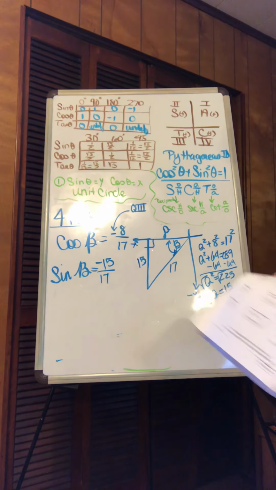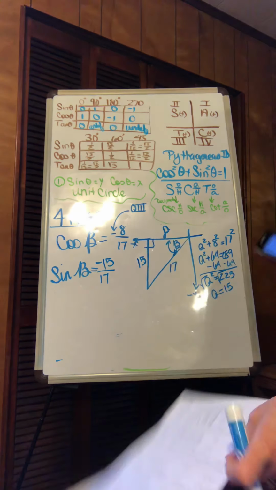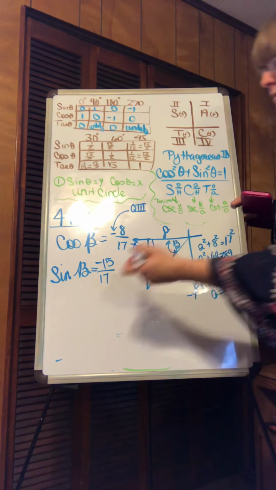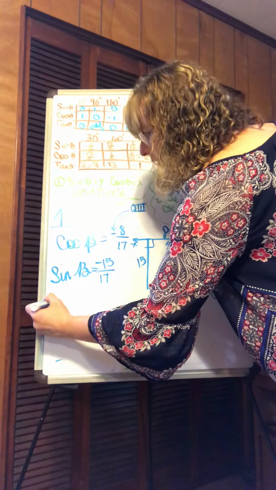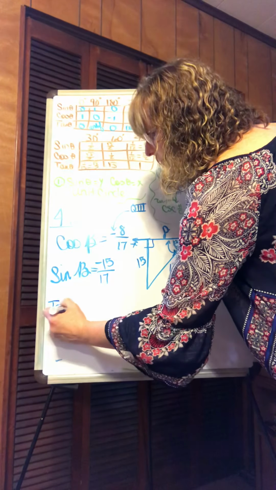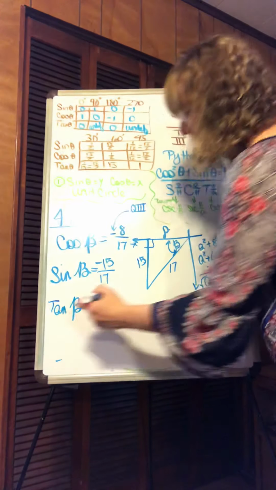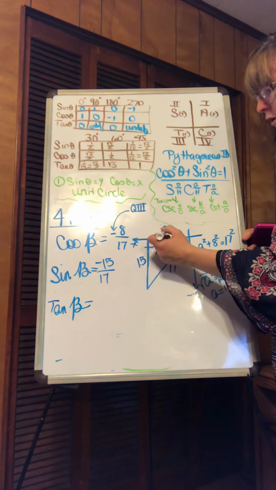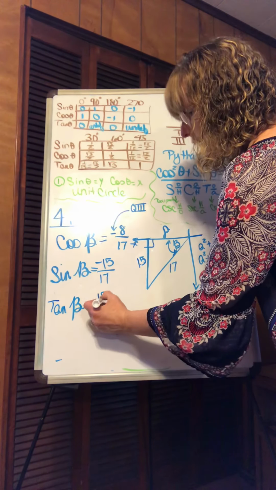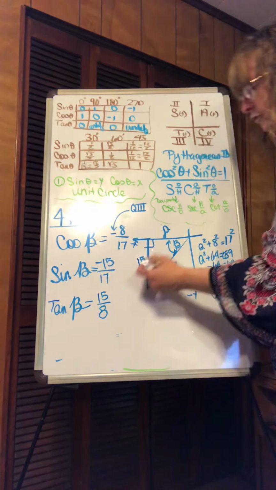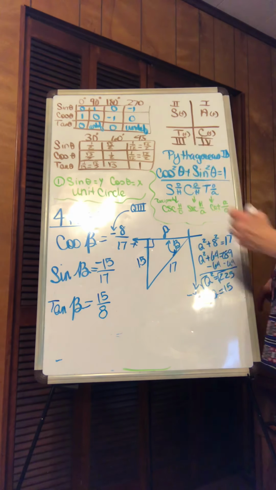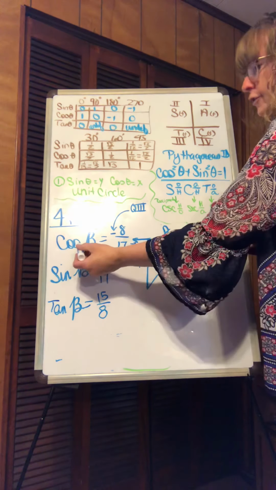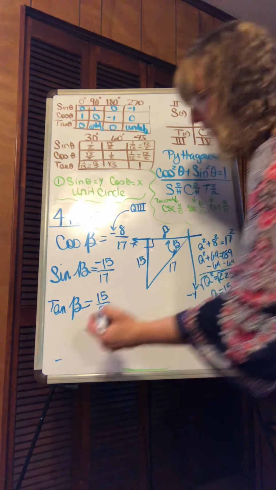Now, they don't ask us for this, but we could do it anyway. If you know one and you can do the Pythagorean theorem, you know all 6 functions. Here's sine, here's cosine. If I wanted the tangent, it would be opposite over adjacent, which is 15 over 8, and it would be positive because the double negative is positive, and this is tangent's quadrant.